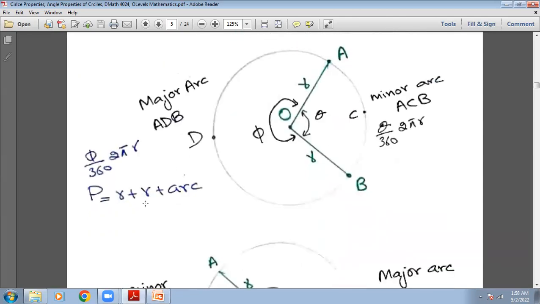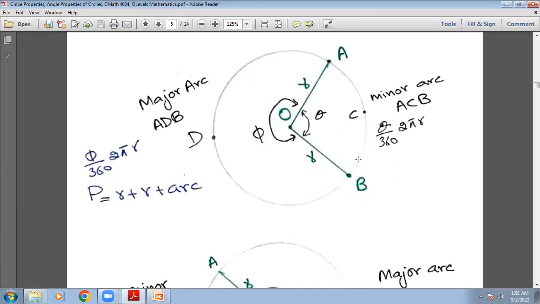Okay, here is another example of the same thing. Here you have made two radii, so it has divided the circle into two portions. This is the minor sector. This is the major sector. Angle subtended at the center is theta. Angle subtended at the center is phi.